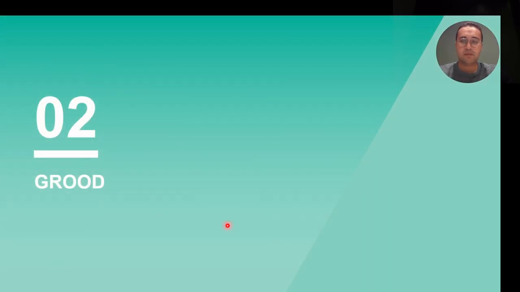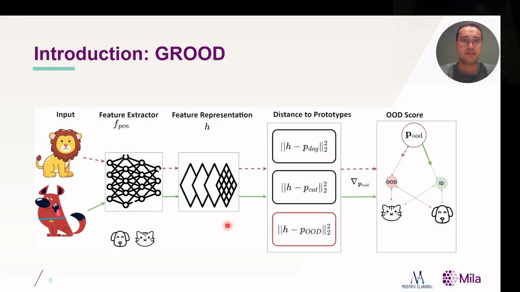So now let's explain what GROOD is and how it works in the gradient space. To summarize our method, let's assume you have two input images, the cat with the red arrow and the dog with the green arrow, and you have a model that has been trained on cats and dogs. And this is the feature extractor up to an ultimate layer, and you have two prototypes. And you have the feature representation H.